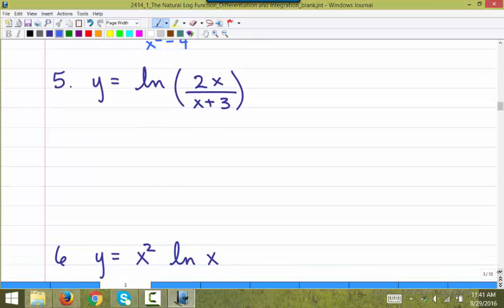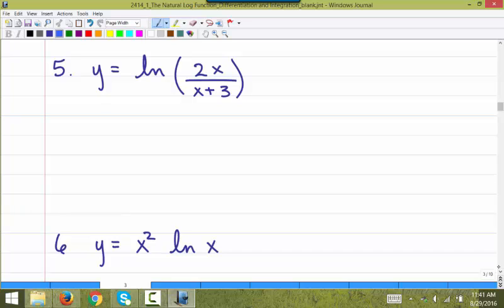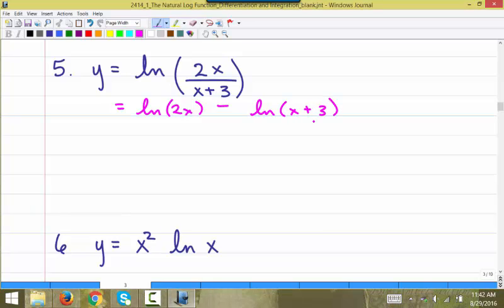All right. Using properties of logs, how would I rewrite that? That's the natural log of a quotient. ln 2x minus ln x plus 3. You got it. Split it up. ln 2x minus ln of x plus 3. Use the properties of logs before you start taking derivatives, if at all possible.